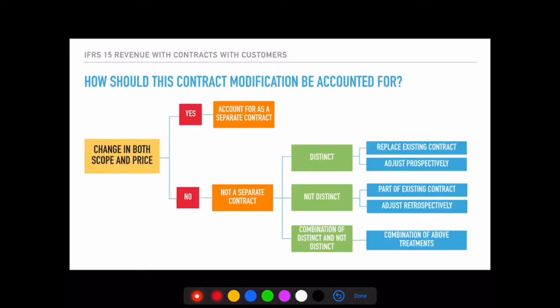Firstly, this wouldn't be a separate contract because although there is a price increase, the scope hasn't changed. The output of the contract is still the house. So now that we've established that, is the contract modification distinct? And the answer is no. It's not distinct because it's not separately identifiable. It's part of building the house. So in this case, we treat it as part of the original contract and adjust revenue retrospectively, both in the past and the future.